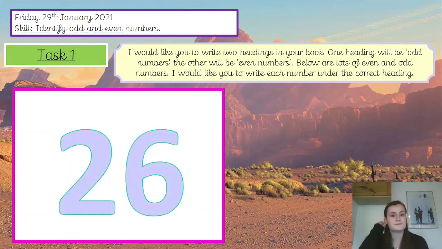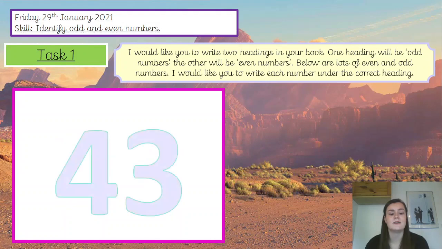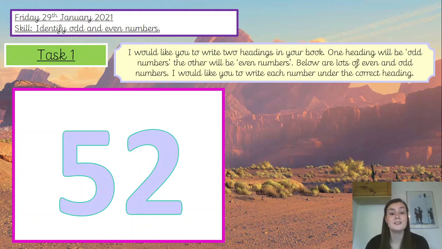26. So it ends in a 6. We know it's in our 2 times table, so it's an even number. 30. So again, it ends in a 0, so we know that's an even number. 43. So 3 is not in our 2 times table, is it? So it's definitely an odd number. Well done. 52. Ends in a 2, so it must be an even number.